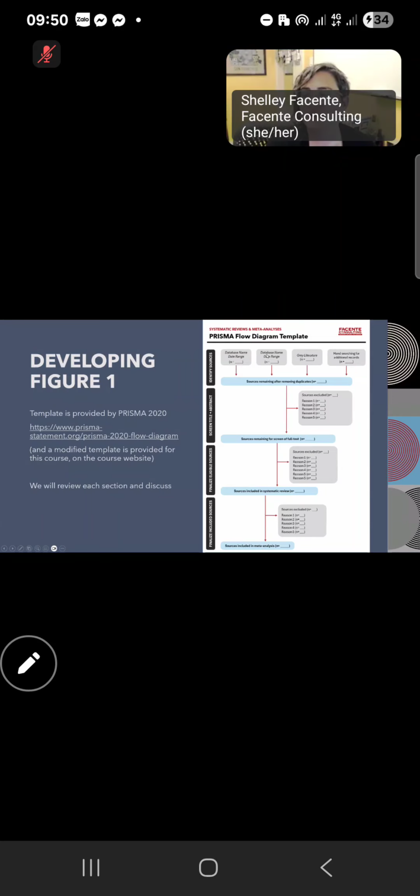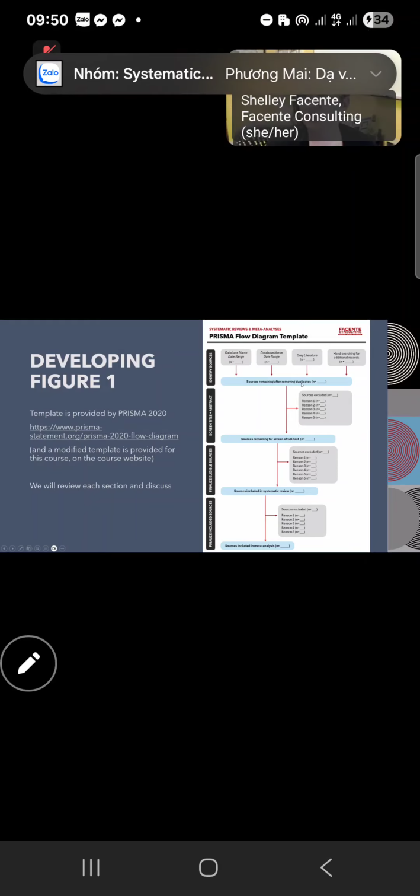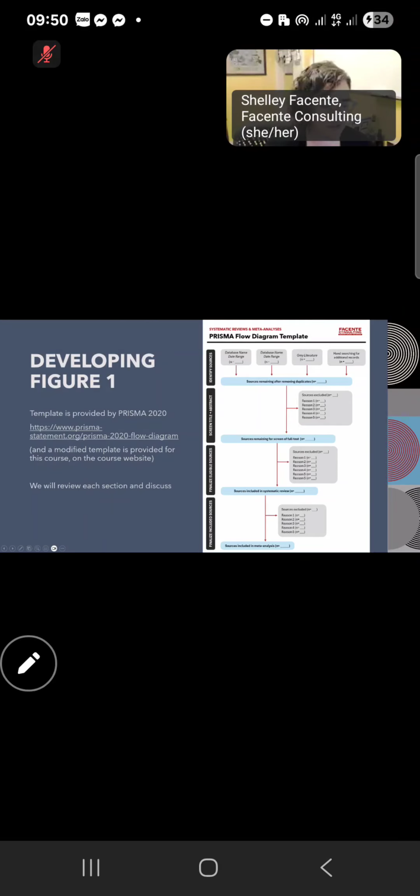And then you would say, Embase, 62 articles. And then sources remaining after removing duplicates. You're just filling in the numbers, right? So we'll go through this a little bit now.